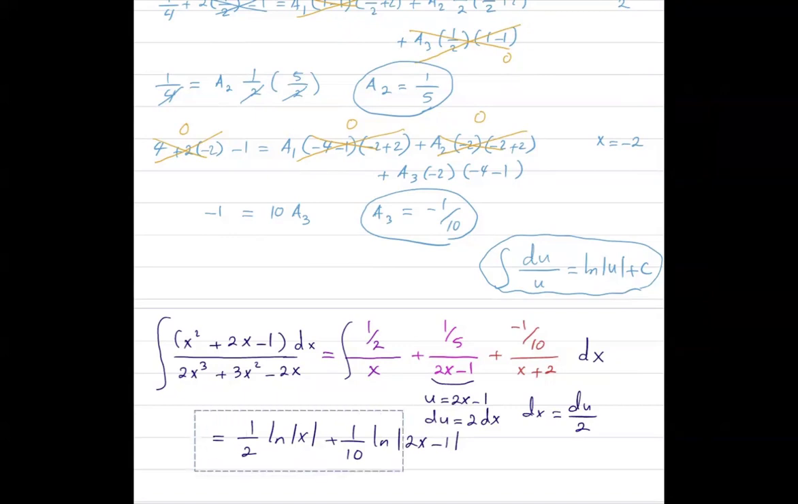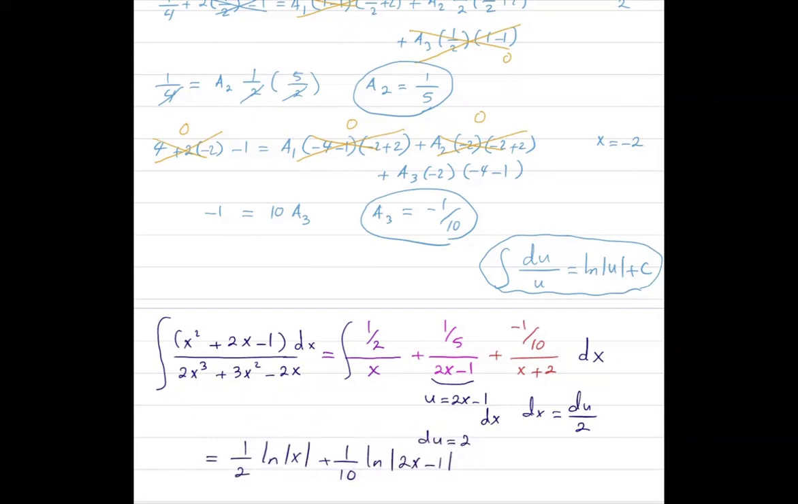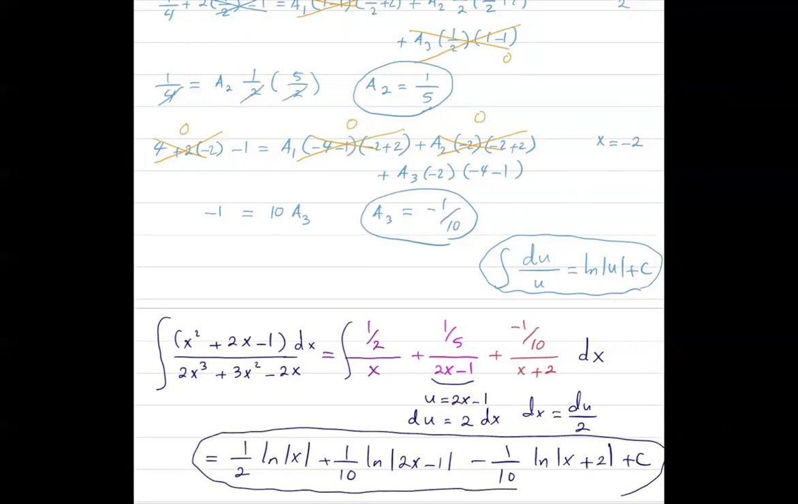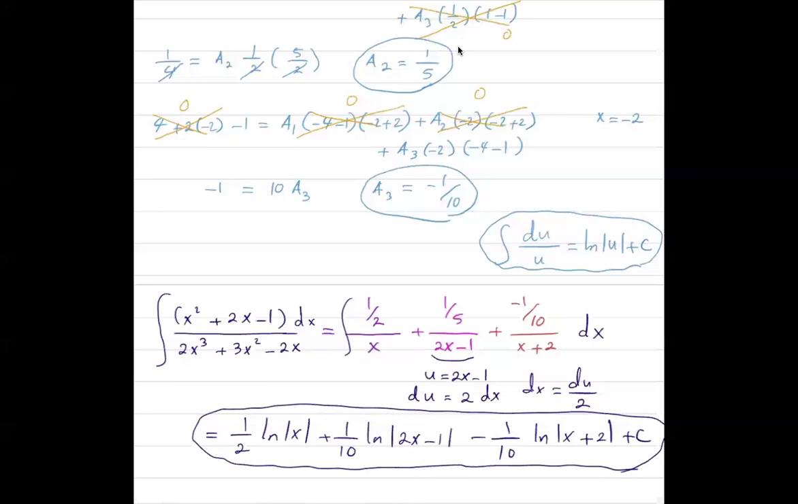Let me move this down here so you don't get this confused. And this is du, which is equal to 2 dx. Okay, and finally, the last one is negative 1 over 10 ln of absolute value of x plus 2 plus constant of integration. And you can leave your answer like this. So this is the use of partial fractions in taking the integral. From pre-calculus, we move to calculus and use partial fractions to calculate the integral of these types of rational expressions.